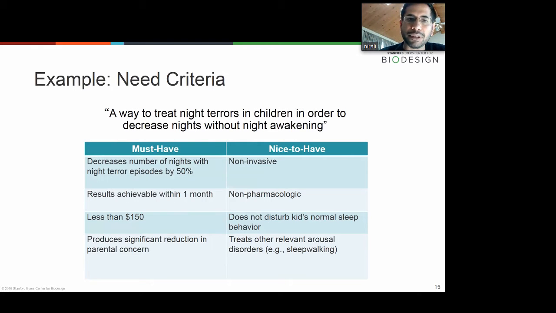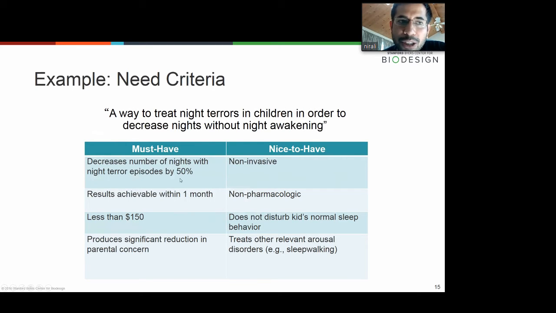So here's an example. This is from a solution that was actually developed at Stanford. It was a way to treat night terrors, which are like nightmares, but very, very severe nightmares in children, in order to decrease nights with night awakening. So the must-have is that they wanted to decrease the number of nights with a night terror episode by 50%. This is a really nice criterion because it's very specific and it's measurable. It says by 50%.